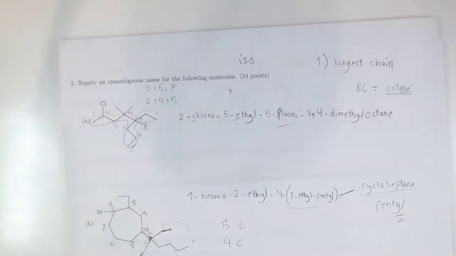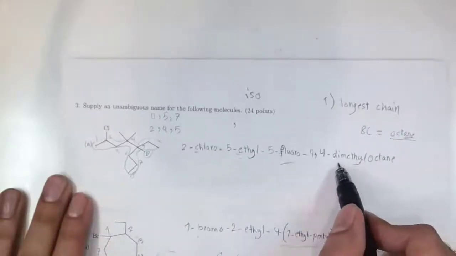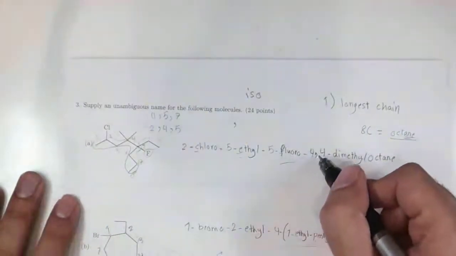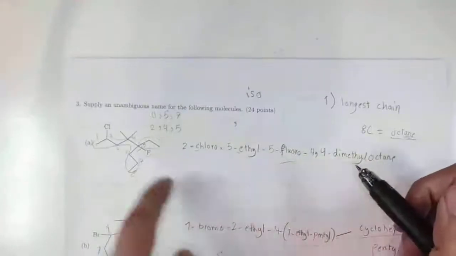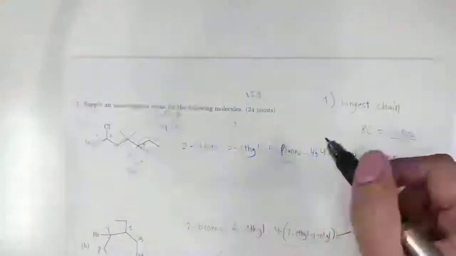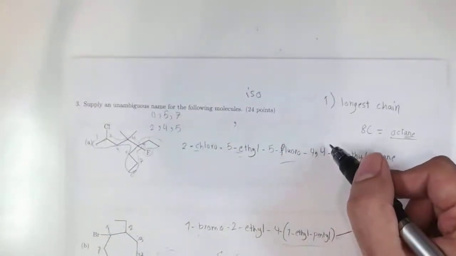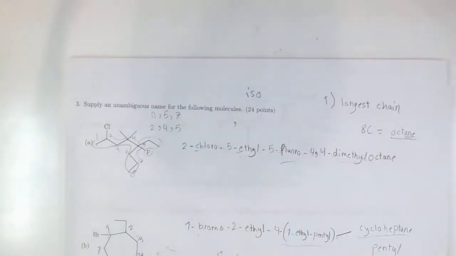You said you use commas when you have multiple substituents in the same place. Yes. Dimethyl, not just one thing. Why do you do 4 comma? So you're asking about this one. I'm saying 4 and 4. Let's say this methyl was on the 6th carbon. I would say 4 and 6, basically. If I have the same substituent repeating, I'm using commas. Does that answer your question?